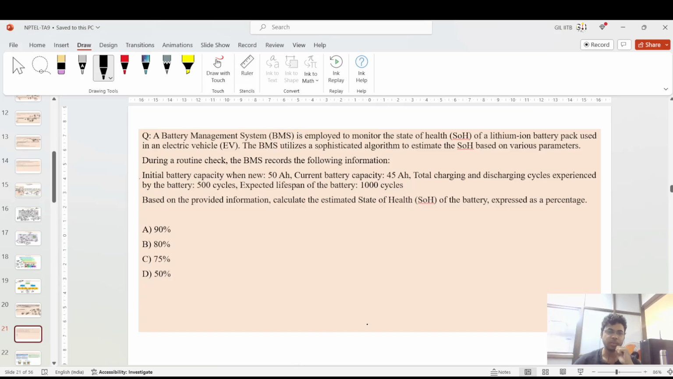Try this question. This is also based upon the same concept, but here one catch is there.